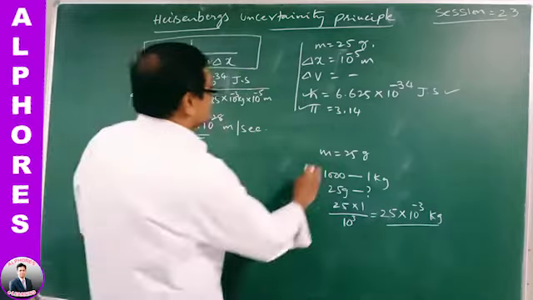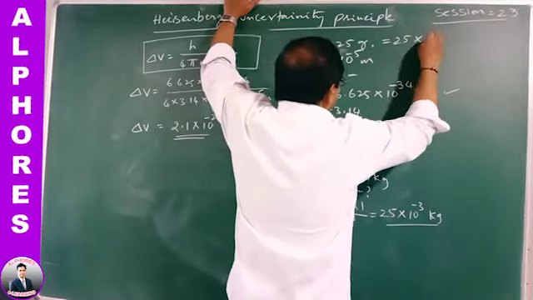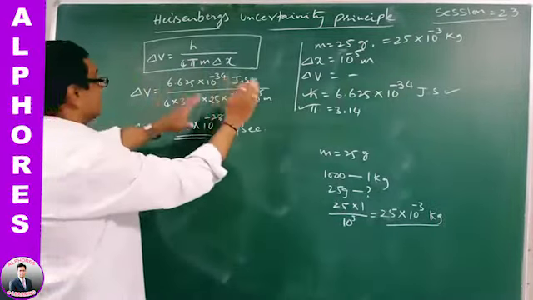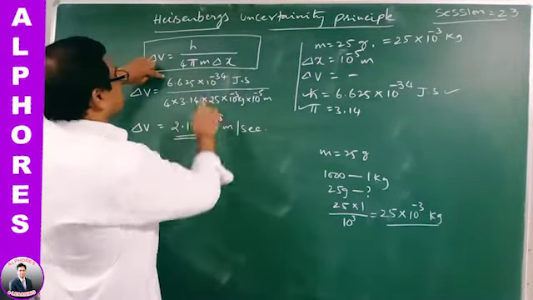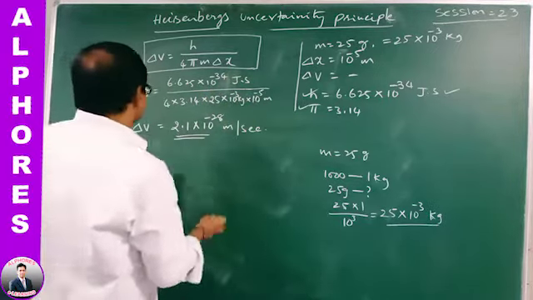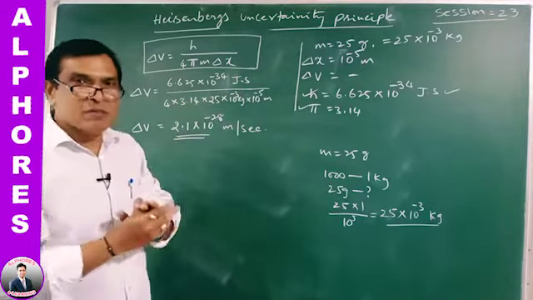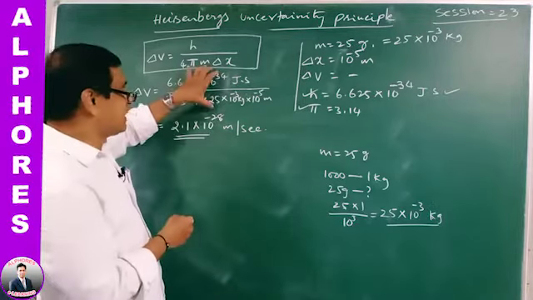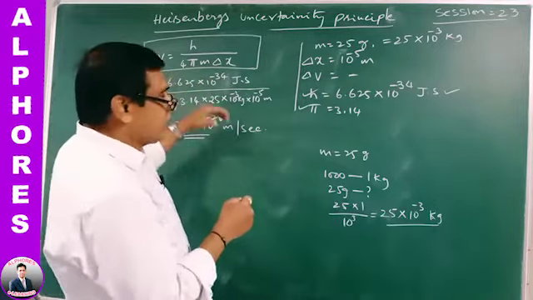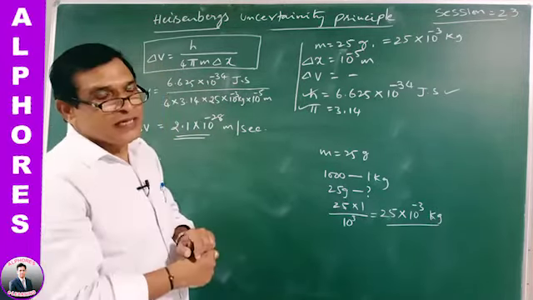So now substitute in the formula: Planck's constant, 4 pi m and delta x. On solving that, the given answer is 2.1 into 10 to the power minus 28 meters per second. The calculation part is a little tricky and time taking. You should be very careful while calculating and simplifying. So this is the uncertainty principle numerical.